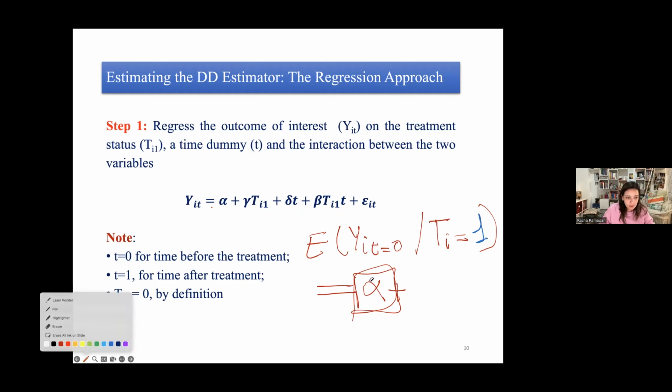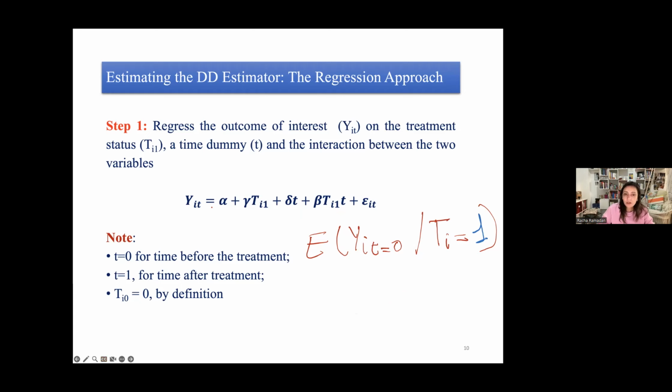Let me erase the answer. Would you please tell me what would be the expected outcome of an individual who will benefit from Forsa, but I want to know it at the period t equals 0, which means before the implementation of the Forsa program?